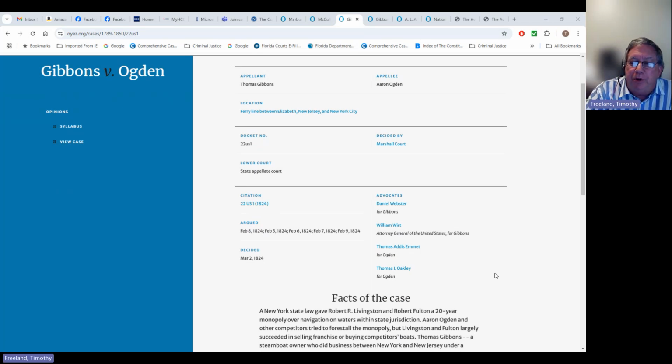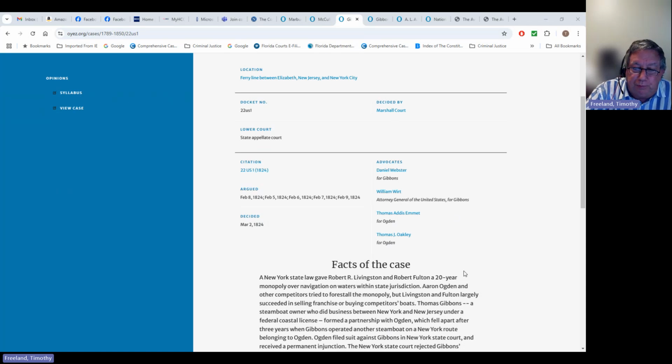Now, if you have to predict, knowing that it is a John Marshall decision, who is going to win? The guy that has a federal coasting license or the guy that has the exclusive state license? I think you can predict all along the federal coasting license is going to win. And what John Marshall does is he looks at Article 1, Section 8, and it says that Congress has the power to regulate both interstate and international commerce. This is clearly within the confines of that.